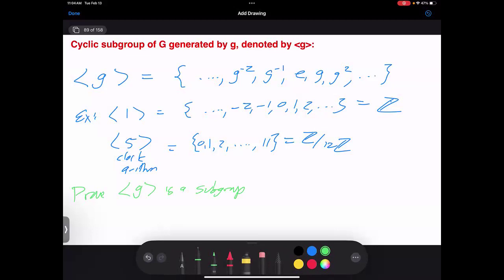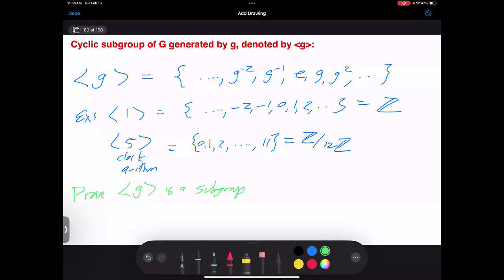So the identity is clearly going to be there. If you have two elements that are powers of G and you multiply them, you get a power of G. Yes, so it's closed. And that holds if the powers are positive, negative, or mixed. And then the next thing is you have to show that for any element here, the inverse is here. So if you have G to the 5th, you also have G to the -5. If you have G to the -2, you also have G squared. So it's not so bad to go through and show that this is a subgroup. But you have to do that.